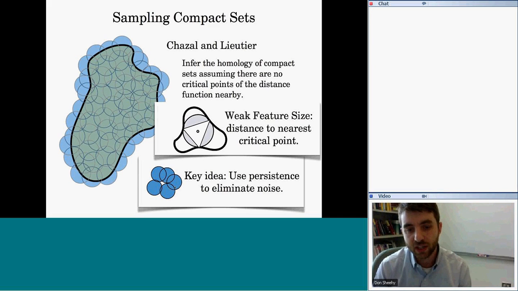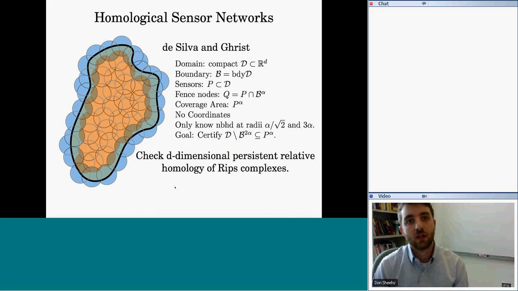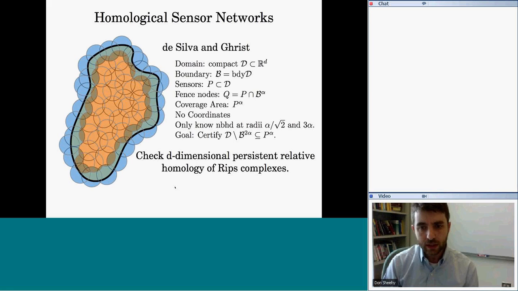It's looking at a filtration which has just two, right? It has a small scale and a large scale. And at the same time, there was another cell which had the same feature, which was the work of Vin de Silva and Rob Ghrist on homological sensor networks. In the slide, I've laid out a version of a homological sensor network problem.